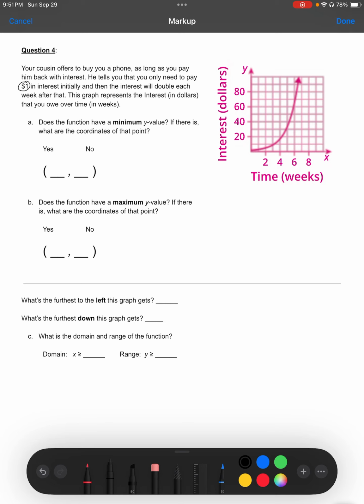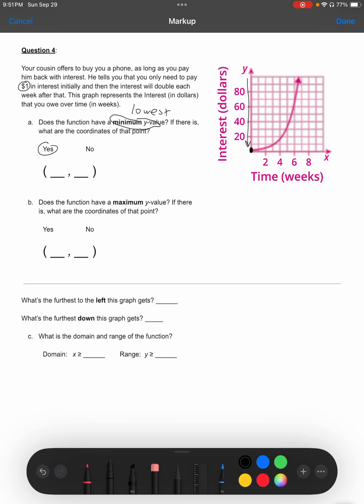So looking at this graph, the first question asks, does this graph have a minimum value? A minimum y value would be a lowest point. If we look at this graph and see how far down it goes, I can see that it does have a lowest point because this point here is where it stops going any lower. It doesn't ever go below that point. So yes, it does have a minimum value.